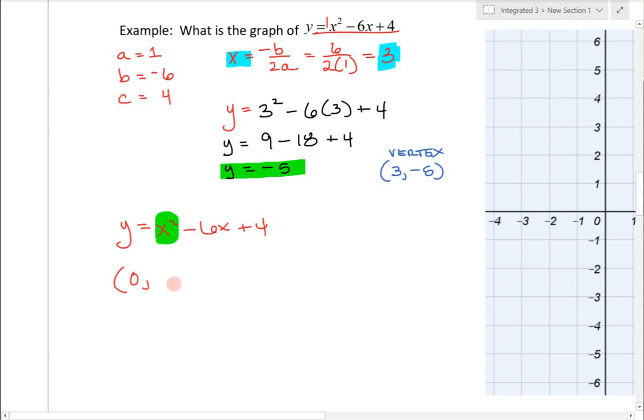What's 0 squared? What's 0 times 0? 0. If x is 0 here, what's negative 6 times 0? 0. So it gives me minus 0, and then I got plus 4. Well, if x was 0, what does this all turn into? Just 4, right? And that will always be the case.